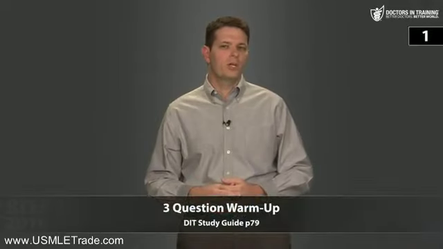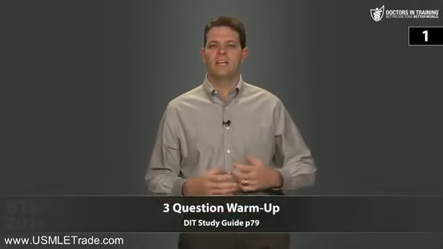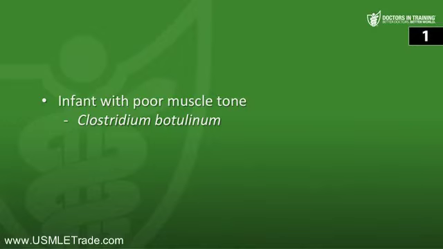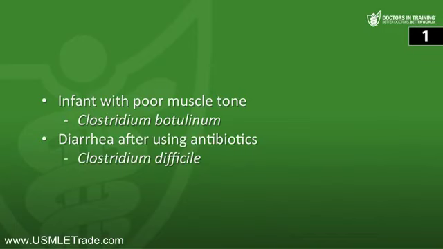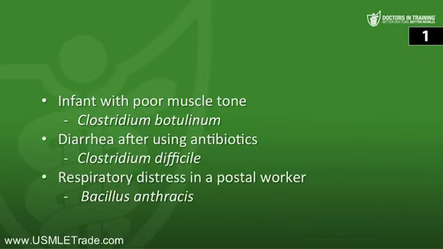Let's go over the three-question warm-up for Neuro 19. First question, which gram-positive organism matches each of the following statements? So an infant with poor muscle tone, that's going to be Clostridium botulinum, and botulinum toxin. Diarrhea after using antibiotics, think about Clostridium difficile. Respiratory distress in a postal worker, what we're going for here is Bacillus anthracis.